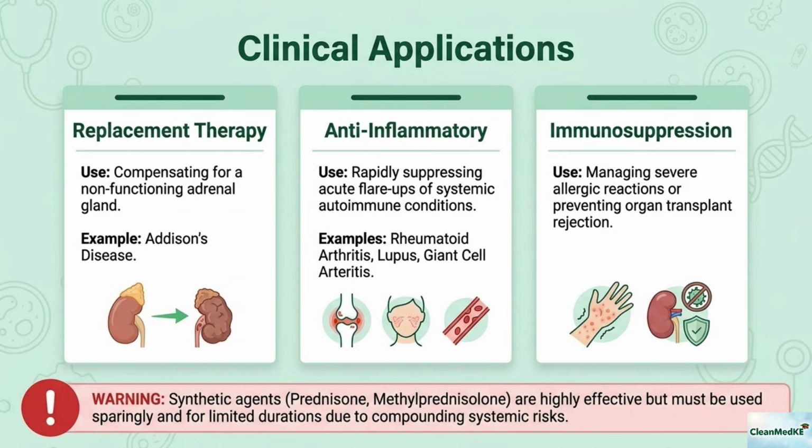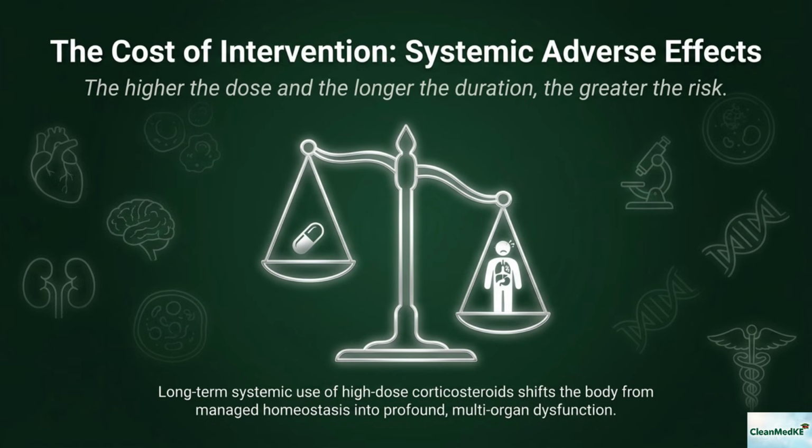Clinically, we use these for three main reasons: replacement therapy for conditions like Addison's disease, anti-inflammatory control for flares in rheumatoid arthritis or lupus, and immunosuppression to prevent organ transplant rejection or manage severe allergies. However, a major warning: while synthetic agents like methylprednisolone are highly effective, they must be used sparingly due to systemic risks. There is no free lunch with steroids. The higher the dose and the longer the duration, the greater the risk.